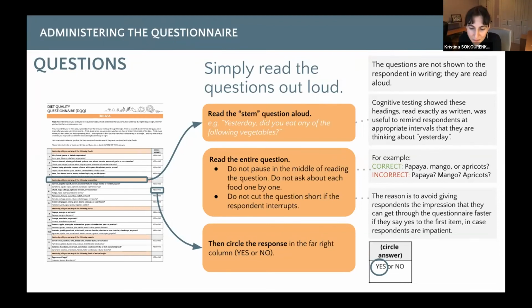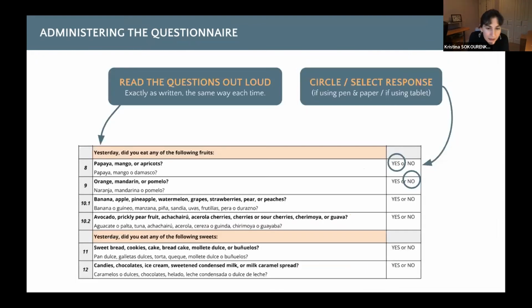And then, of course, because the format is a series of close-ended Sentinel food questions, the answers are a simple yes or no, and they can be circled if you have a pen or paper, or ticked if you're using a tablet or other device. So just a quick zoom in, seeing the questions to be read out loud and then the responses to be indicated as you move through the questionnaire.